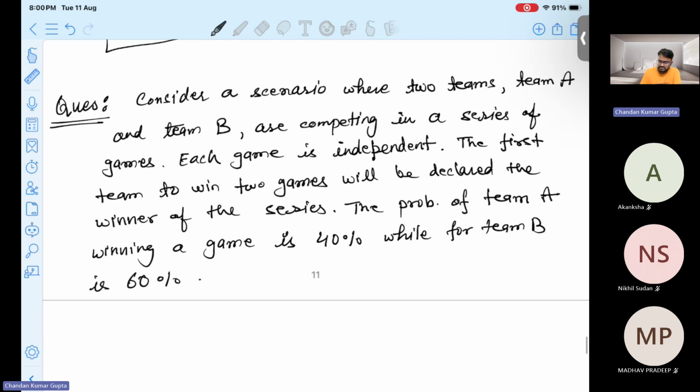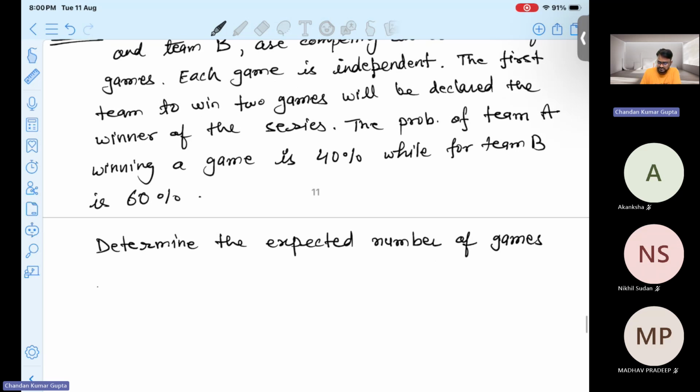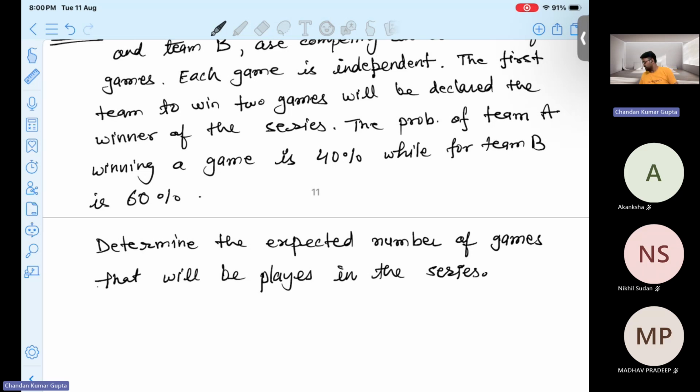Now let me write on the next page. Determine the expected number of games that will be played in the series.